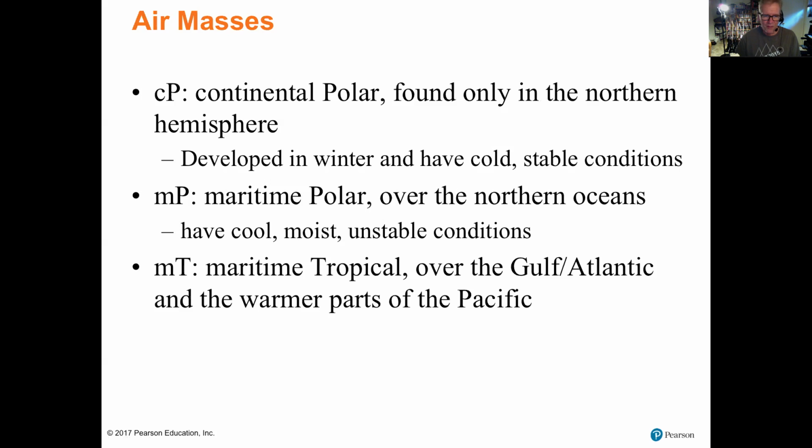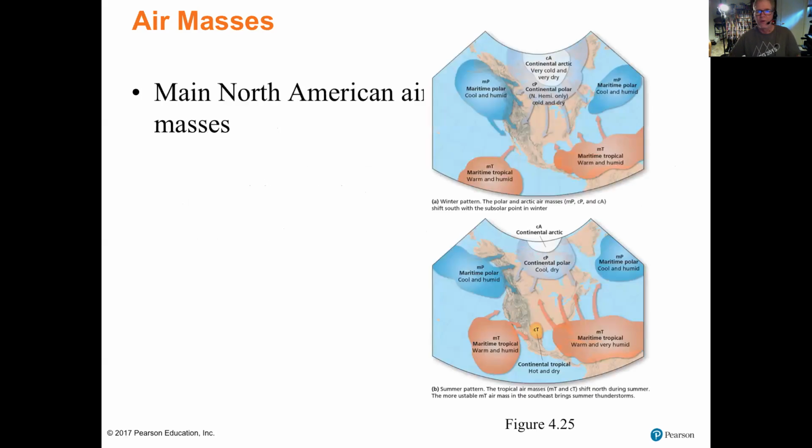And then two maritime tropicals, one on the east and one on the west, one over the Gulf and Atlantic and the warmer parts of the Pacific in the west. Okay, so in this case, the air is going to be warm and moist. And so that's where they are.